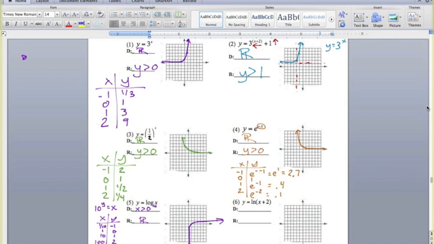For number 6, the first thing we want to do is shift. What's the +2 do? Left 2, because it's with the x in parentheses. So it's going to go sideways, and sideways always goes backwards. So we're going to go back to the left 2, and we're not going to go up or down at all. So the equation that we're going to work with then just becomes y equals the natural log of x.